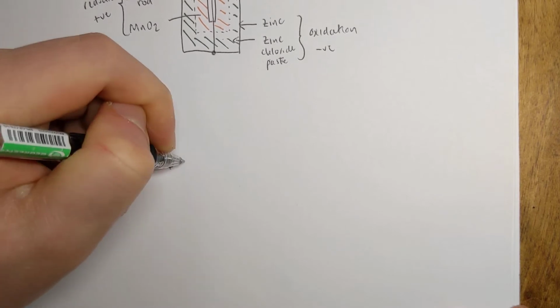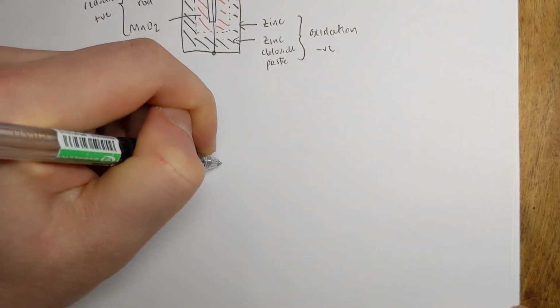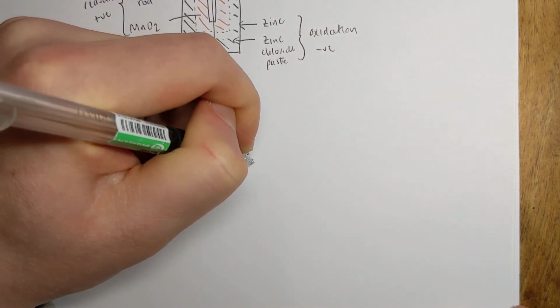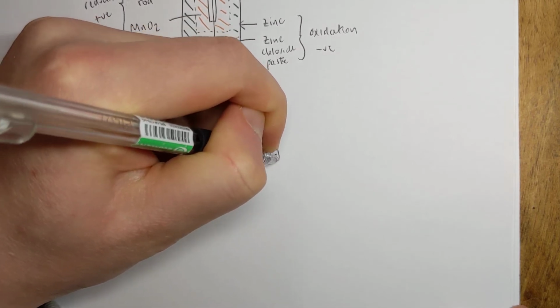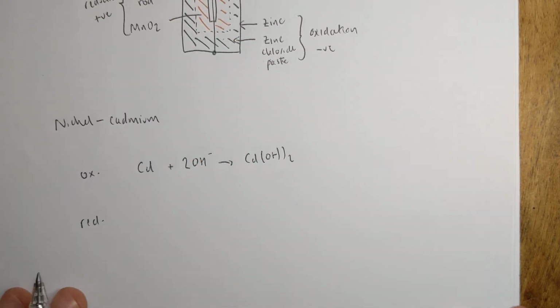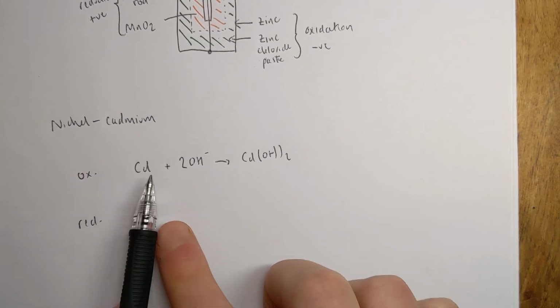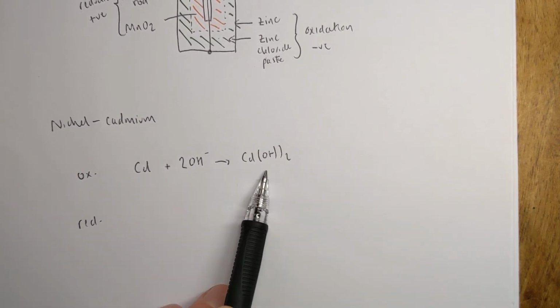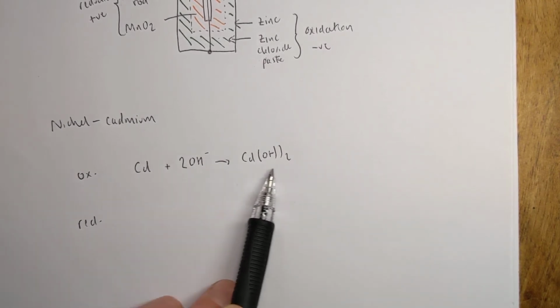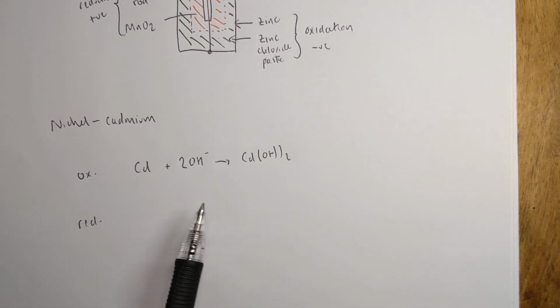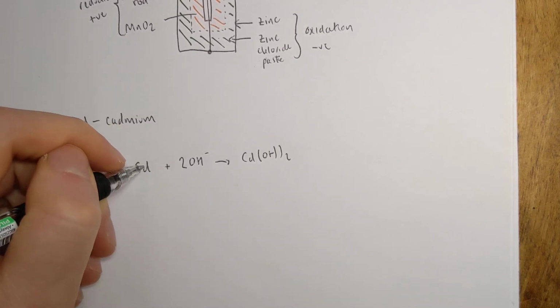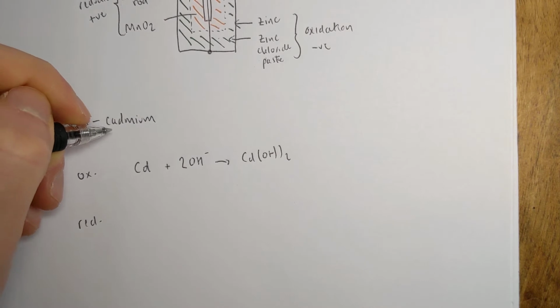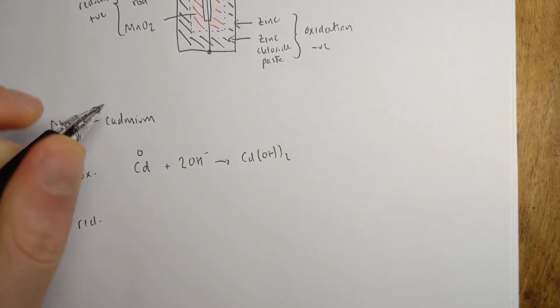Cadmium reacts with two hydroxide ions to form cadmium hydroxide. Now I've got to put some electrons in, but if I pause there, it doesn't actually look like that much has happened. You've got cadmium joining up with two hydroxide ions to make cadmium hydroxide. And at first glance that looks like it's it, but hold on, there is a change here. That's neutral cadmium metal, so therefore it must have an oxidation state of 0. There's no charge on it.